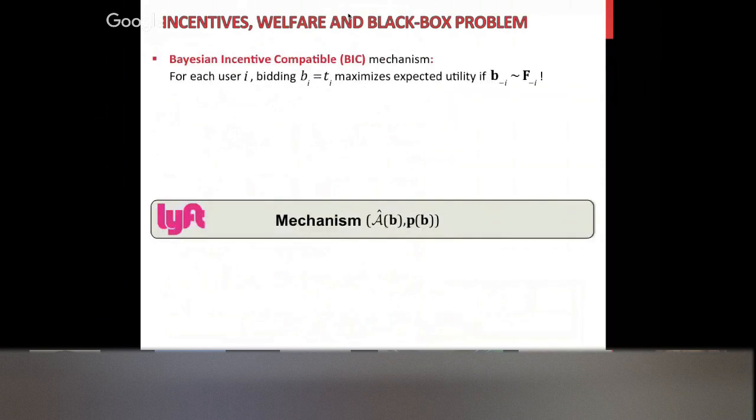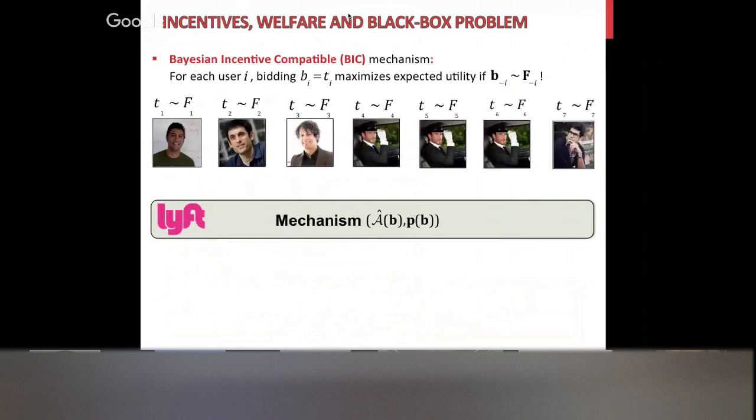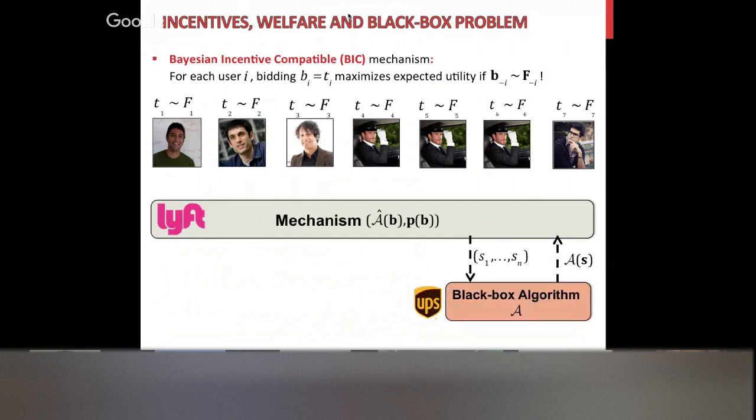Now, what is the black box reduction problem? It's the following problem. I have users, they have types, they submit their type. And I have access to a black box allocation algorithm A. So what is my black box? The input of the black box is a profile of types, let's say S1 through Sn. So basically, you create a profile of types, you give it to the algorithm, and the algorithm spits out some outcome. It's the way that you can think of any algorithm, right?